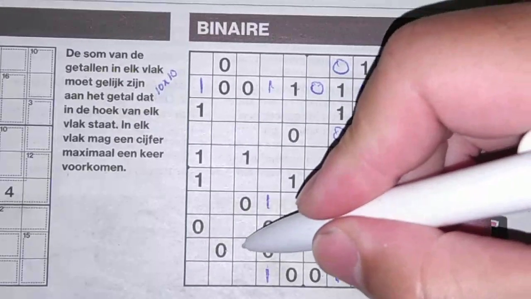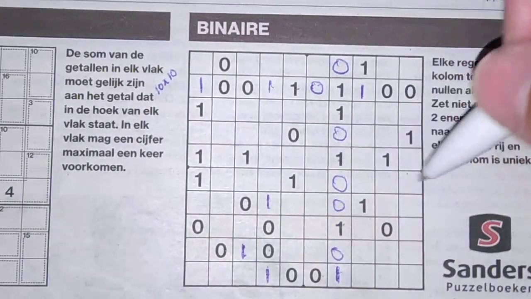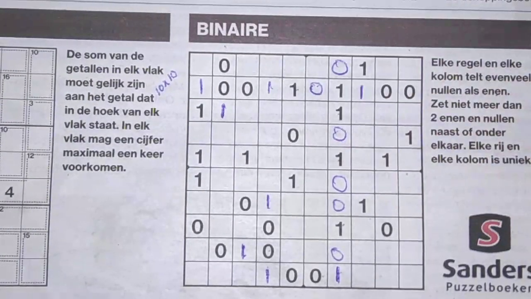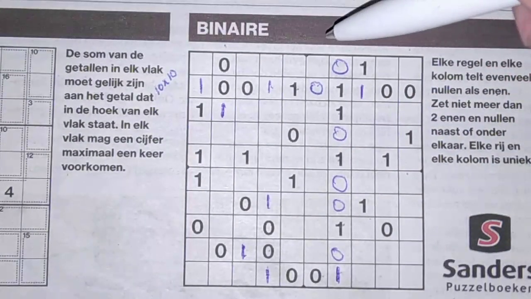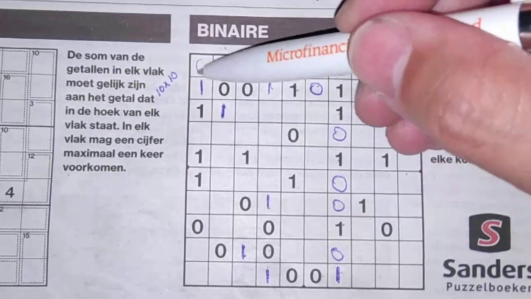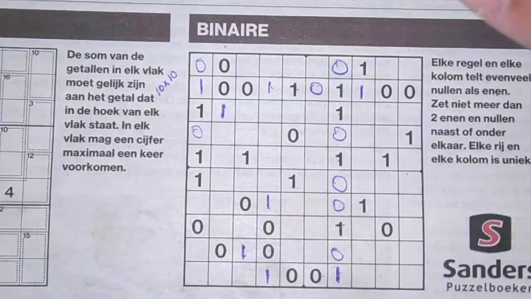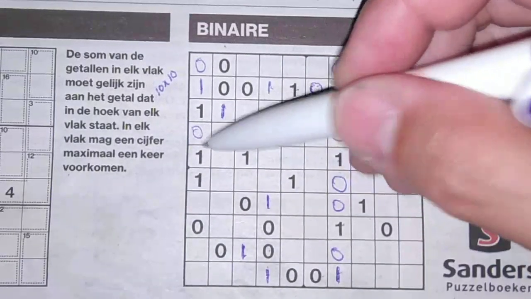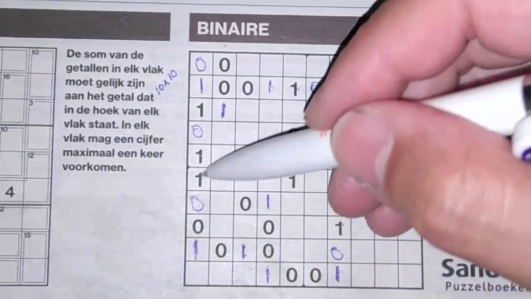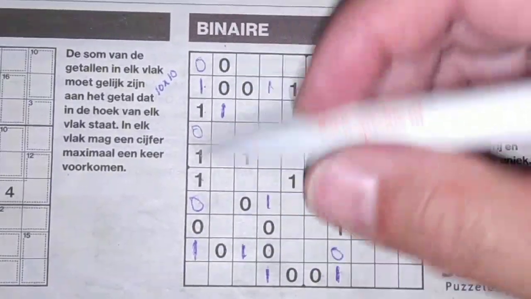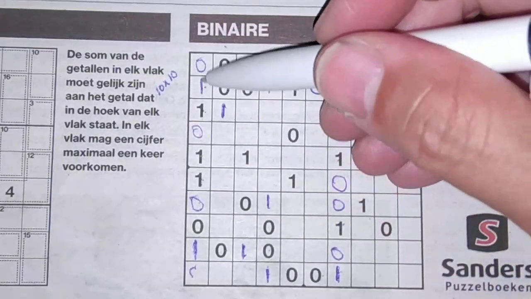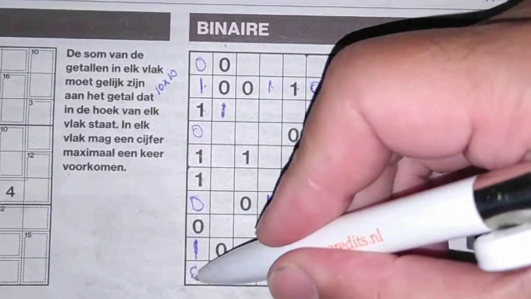Between 2 O's comes a 1. Double O here and 1, there 1. Double 1 here and O, there and O, double 1 here and O, there and O, double O here and 1, there 1. 1, 2, 3, 4, 5 O's, so the rest are 1's. So 1, 2, 3, 4, 5 ones, so the rest are O's.